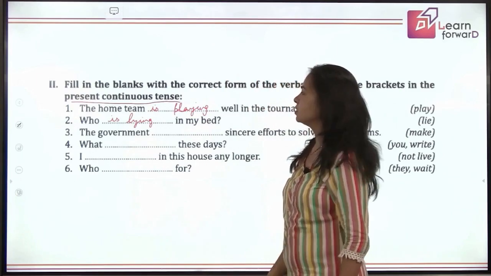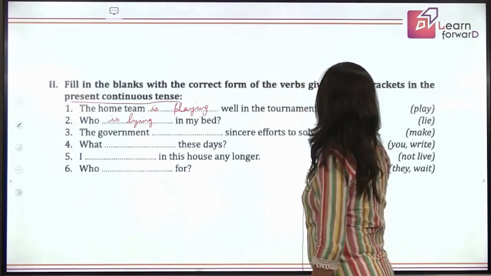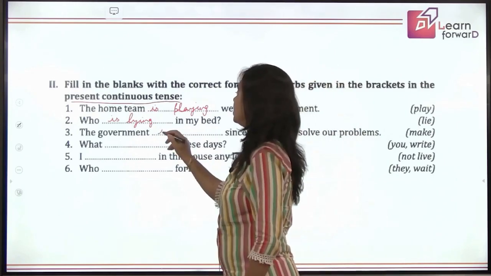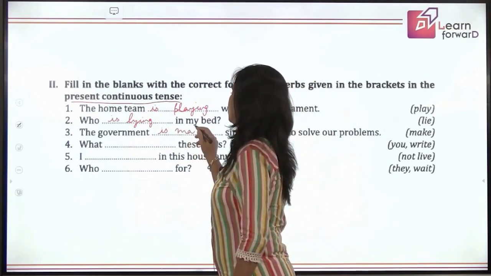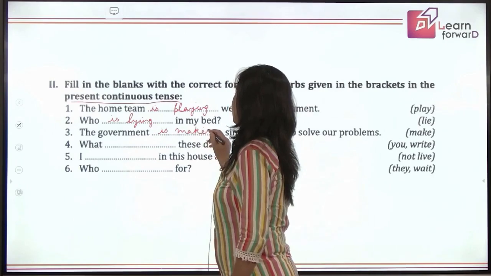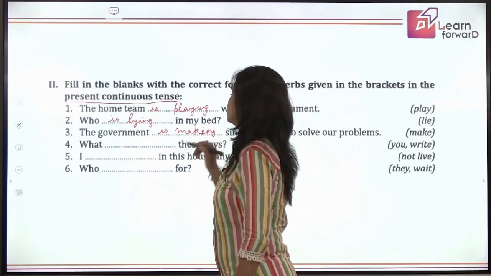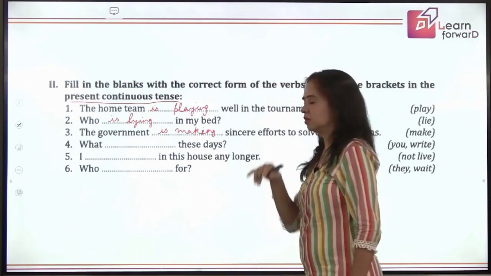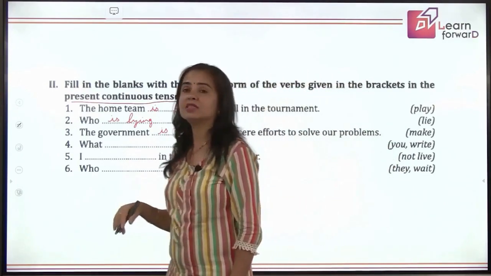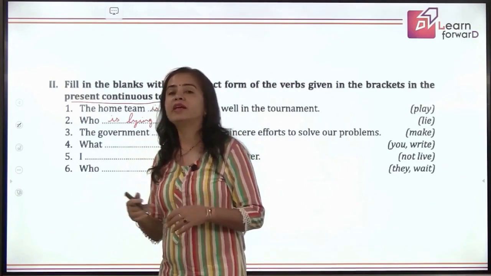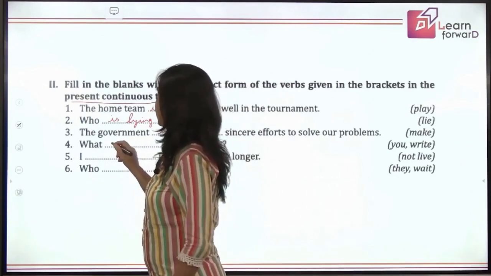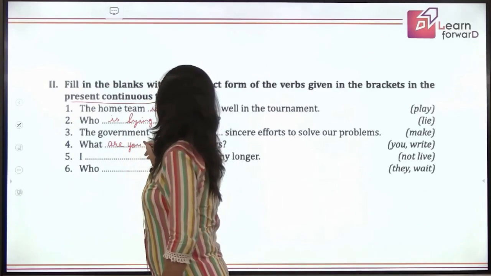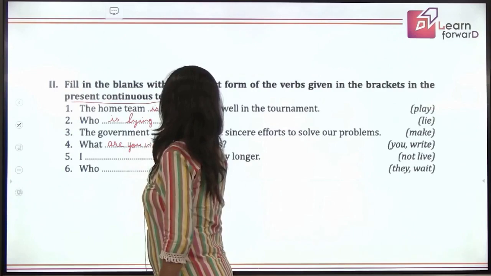Right? Next, the government dash sincere efforts to solve our problems. Yes, is making. Now what you are doing is drop E and add ing. So it becomes making. What dash these days? You write. Why is you given? Because that is the subject. So you just have to look at its position. It will come after the helping verb. So with you, we use are. What are you writing these days?